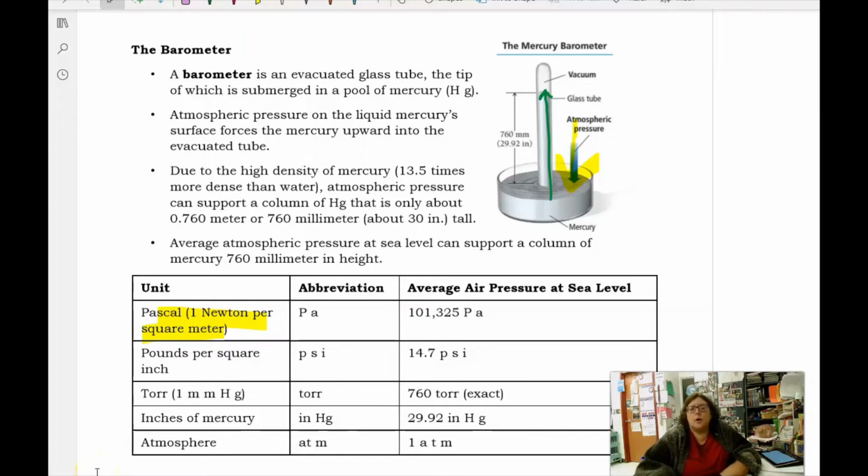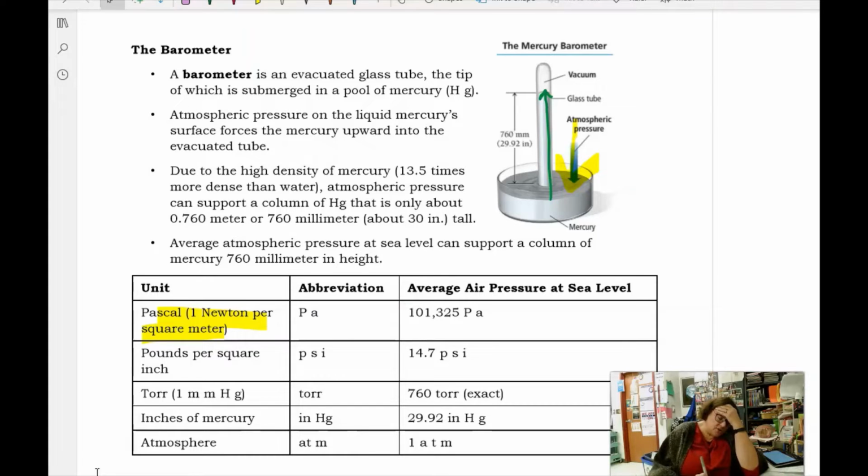So now we've seen what a barometer is and a little bit about the history of a barometer. Some of the different units we use to measure pressure, one is pascals. A pascal is 1 Newton per square meter. A Newton is the force it takes to accelerate a mass of 1 kilogram by 1 meter per second, that velocity increasing every second. So you're accelerating it 1 meter per second every second. And that's what a Newton is.